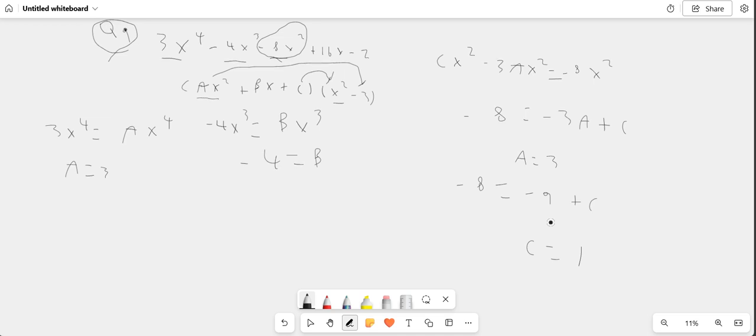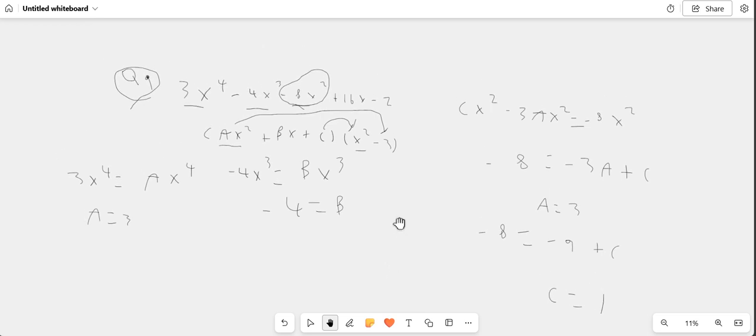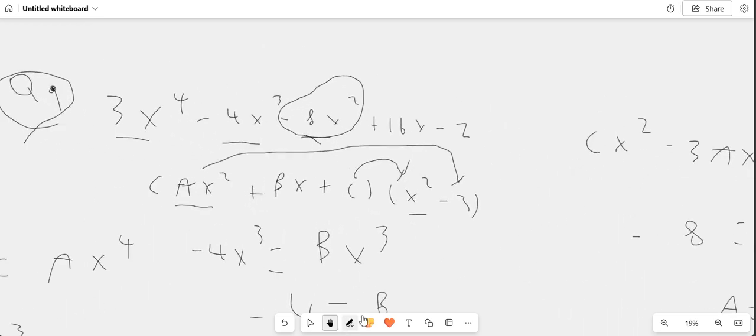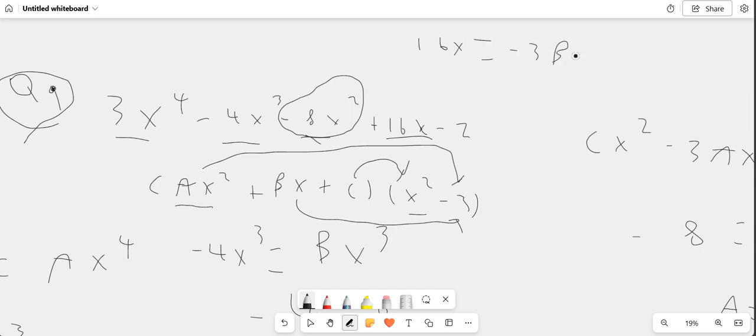And now, how do you get the x term, yeah? The x term is 16x. How can you make x here? You're going to have to do bx times minus 3. So you can write 16x is equal to minus 3bx here. And then, how else can you make x?